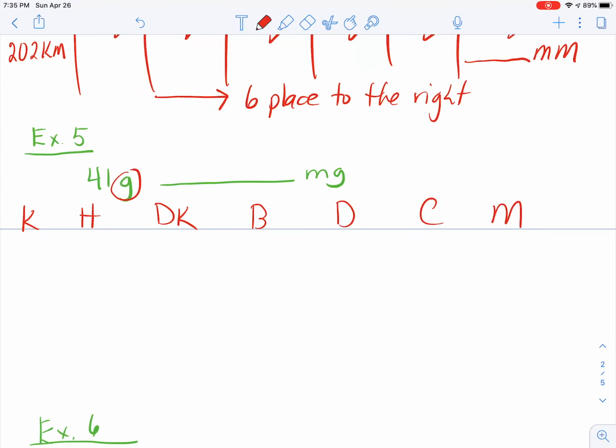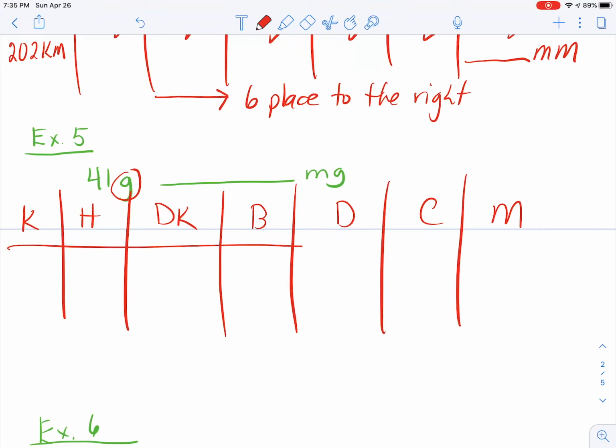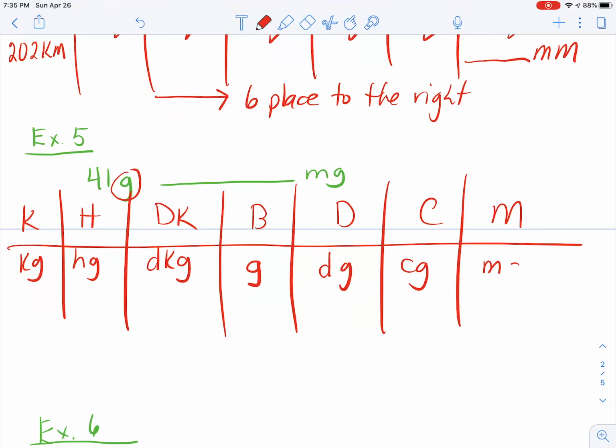This time my base unit is g. I'm going to go ahead and set up my chart. I know my base unit's grams, so it's one letter. So it's going to be kilogram, hectogram, decagram. My base unit's grams. Remember, your base units are just one letter. Decigram, centigram, milligram.